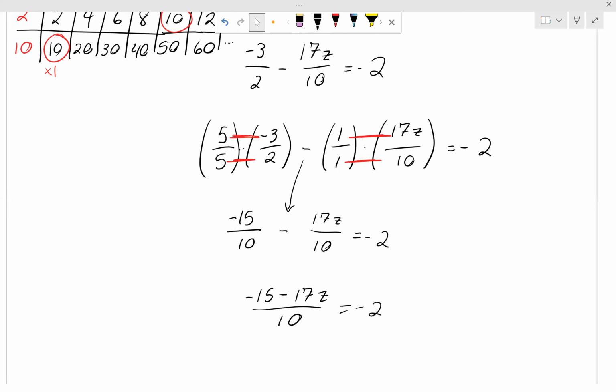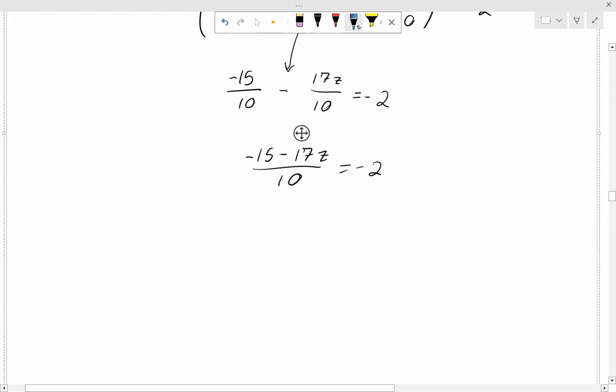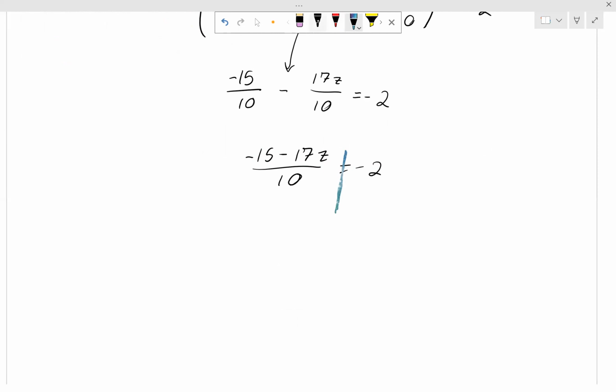All righty. Now from here, I'm going to draw my little line here. And whatever I do to the left-hand side, I have to do to the right-hand side. So I'm going to multiply by 10 on this left-hand side so that this 10 and 10 will cancel. But whatever I do to the left, I have to do to the right. So I'm going to multiply by 10 on this side. So I get -15 minus 17z is equal to -20.